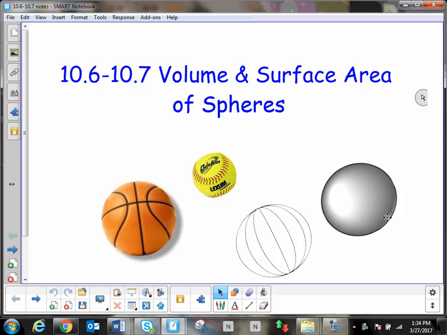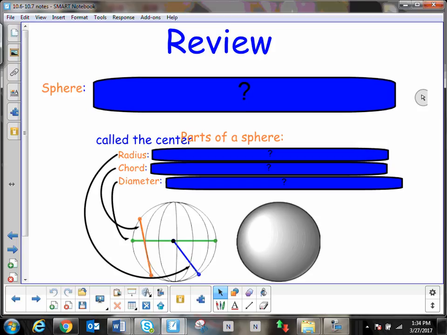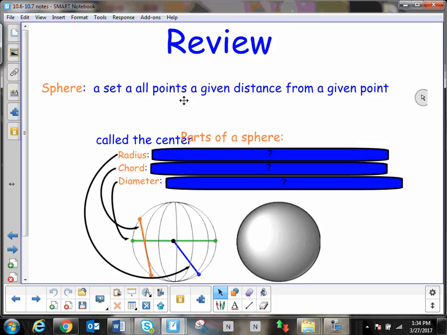It's actually a really easy formula. You don't have to memorize it. So here we go. Y'all know what a sphere is? Here's the geometric definition. A set of all points a given distance from a given point. So just think of a gazillion, trillion, infinitely many points, the same distance every which way from that one little point to the center.